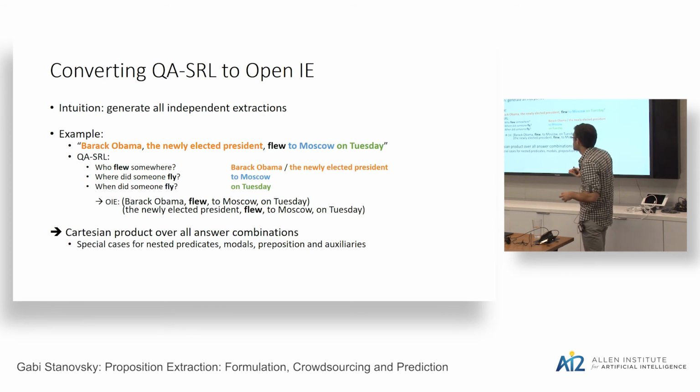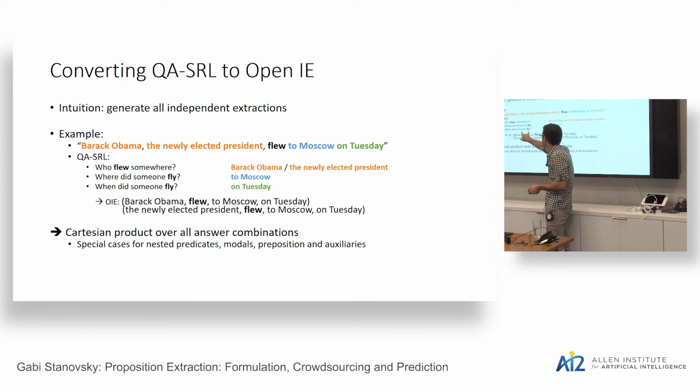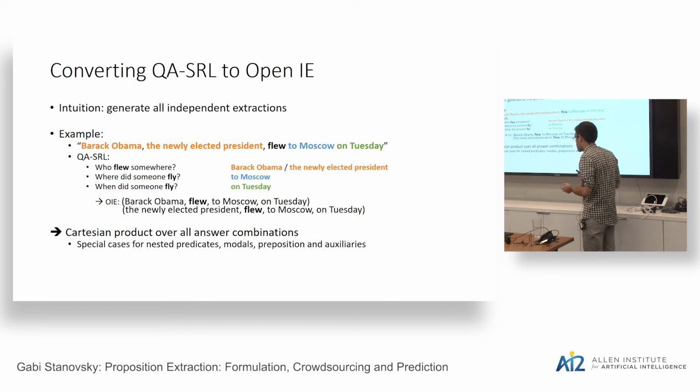So we converted QA-SRL to OpenIE, and I don't have time to go into all the intricacies of how we did that. But in general, when we look at the set of question-answer pairs for a specific predicate, we can convert that to OpenIE tuples. So in this case, we have 3 question-answer pairs converted into 2 propositions in OpenIE. From this question, we can take some stuff from the question and plant it in the right place. And there's special handling for nested predicates, for modals, for propositions. So we can build this OpenIE structure from both information in the questions and the answers.